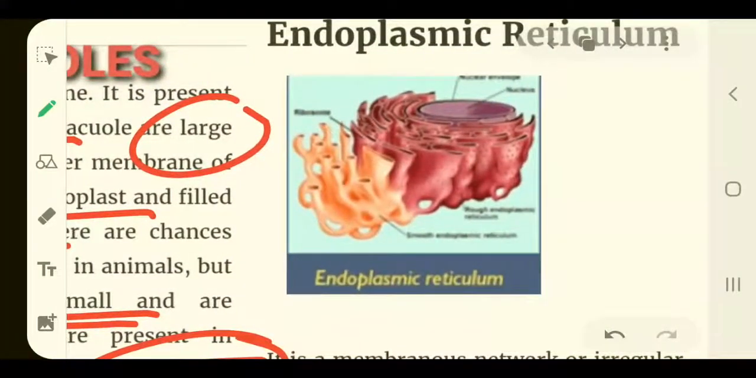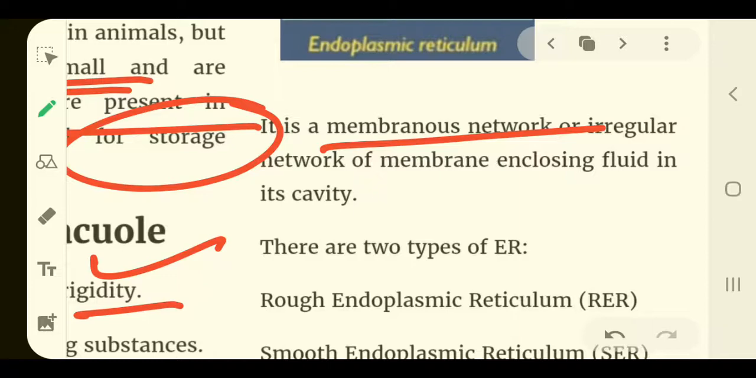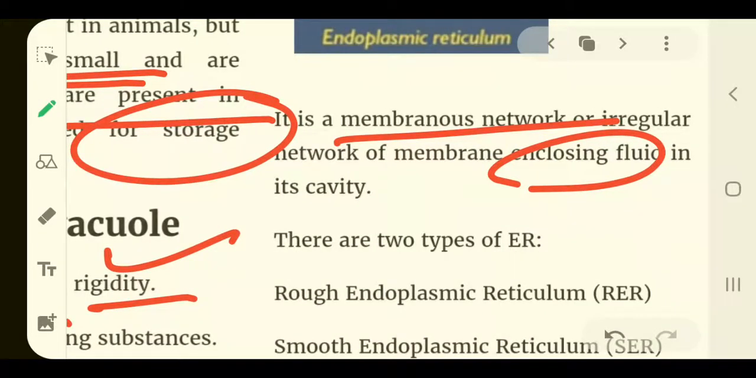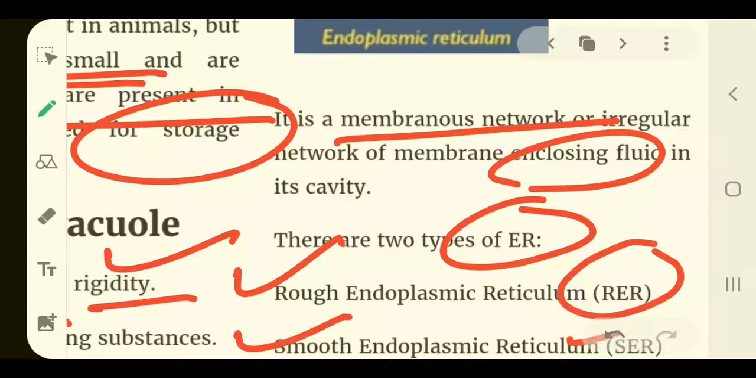Then the next structure that again plays a very important role is called endoplasmic reticulum. Write it down, endoplasmic reticulum, okay. So it is a membranous network, an irregular network of membrane enclosing fluid in the cavity. And you should know there are two types of ER, which is the short form for endoplasmic reticulum. One is called rough endoplasmic reticulum, the other is called smooth endoplasmic reticulum. Okay, RER is rough and SER is smooth.